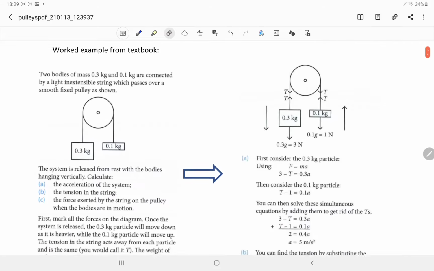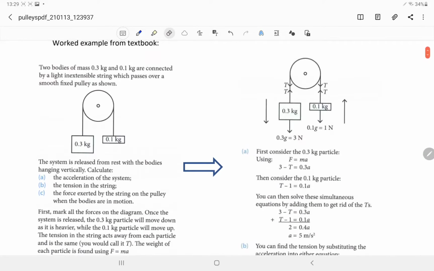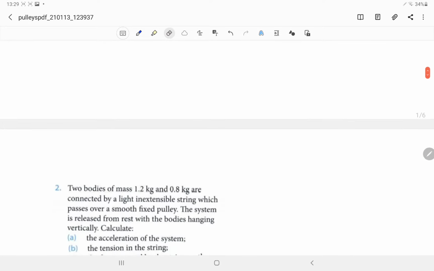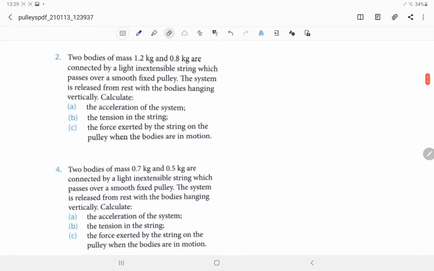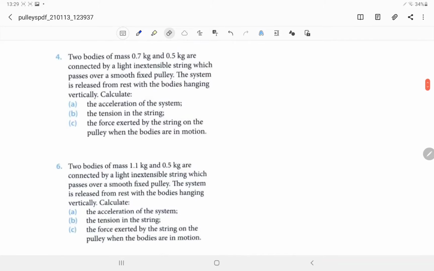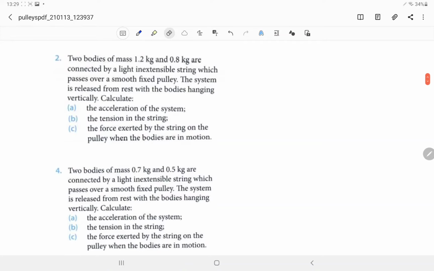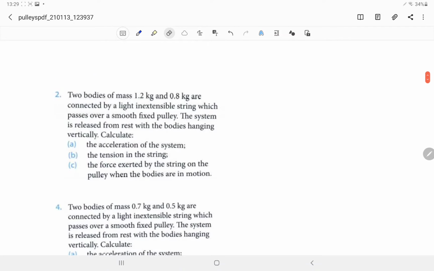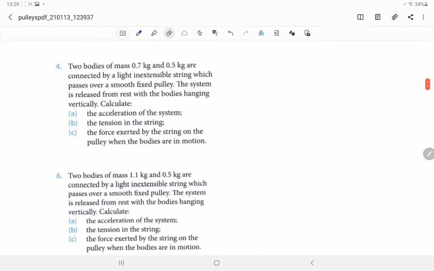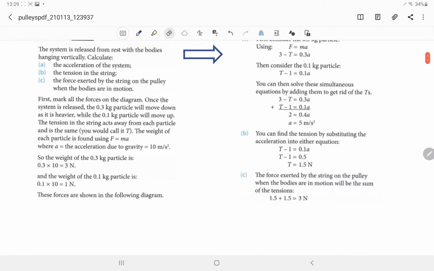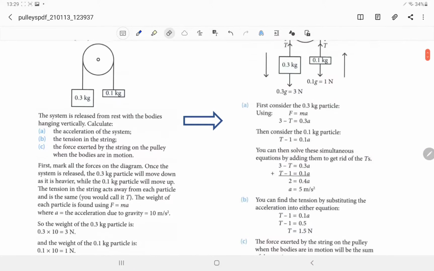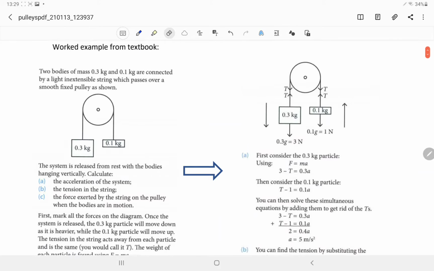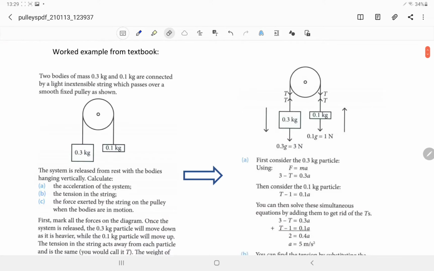So I'm going to look through, I'll talk you through the textbook example very quickly, and then I will talk you through questions 2, 4 and 6 of the exercise in the book, and I'll get you to try questions 1, 3, 5 and 7. So I'll talk you through this, then I'll talk you through 3 questions, and then you can try 3 questions. So this is the worked example. The question's on the left and the working out is on the right.